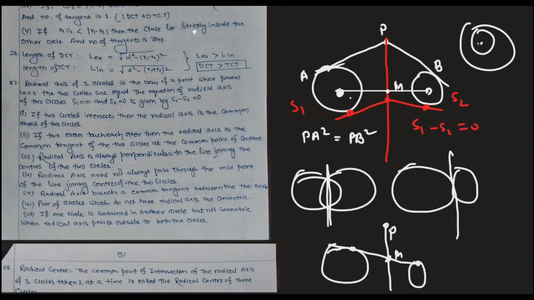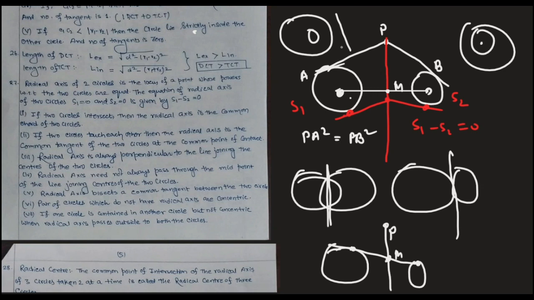Now, if one circle is contained in another circle but not concentric, then what will happen? The radical axis passes outside of both the circles. If one circle is contained in another circle but they are not concentric circles, the radical axis will pass outside of the circles. So these are the few points we discussed regarding the radical axis.